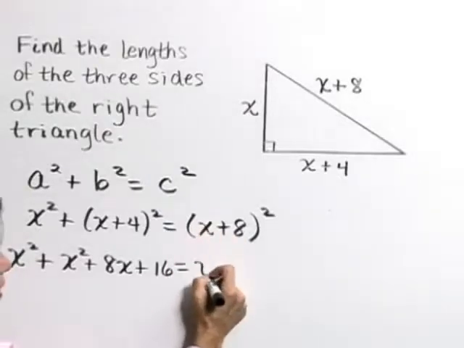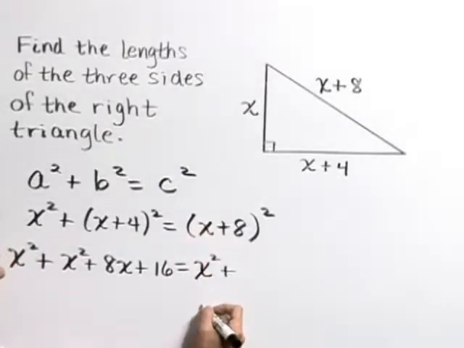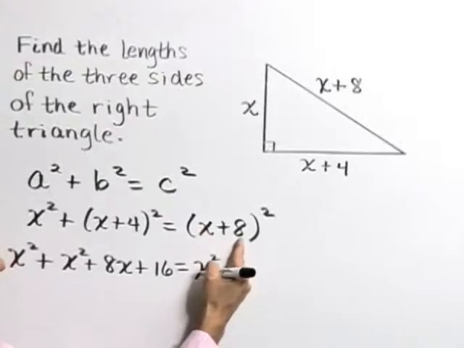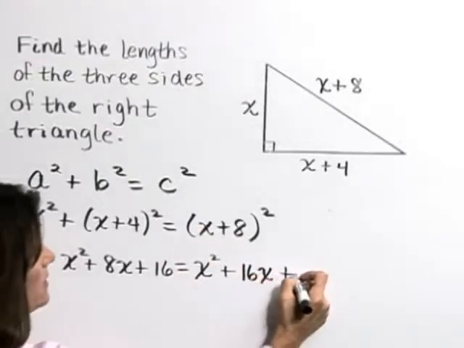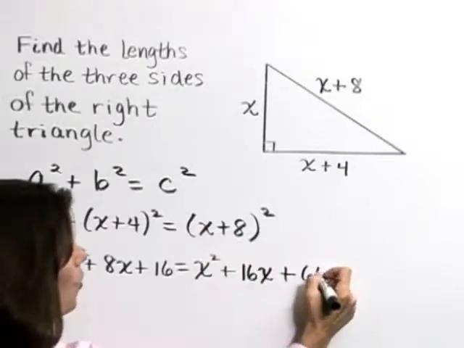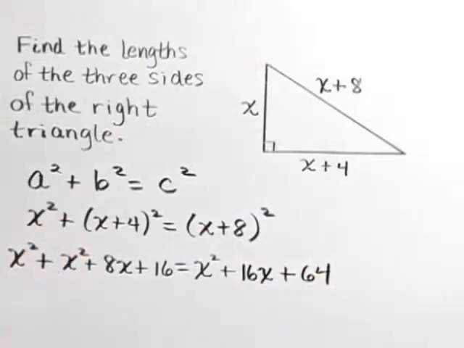x plus 8 quantity squared, which is our first term squared, x squared, plus 2 times our inner and outer products. 2 times 8x is 16x, plus 8 squared, or 64.